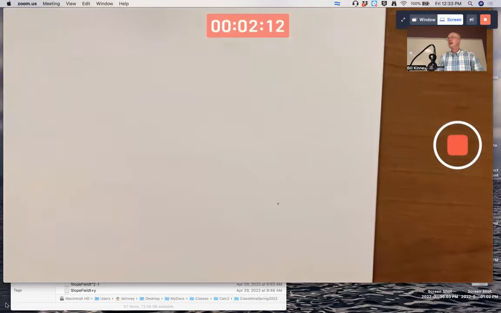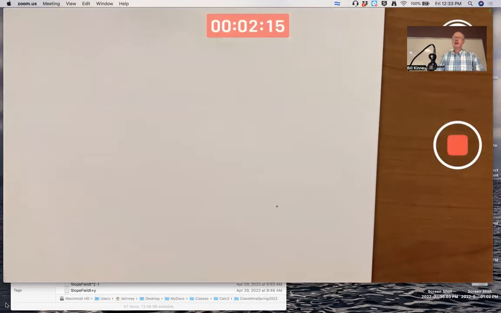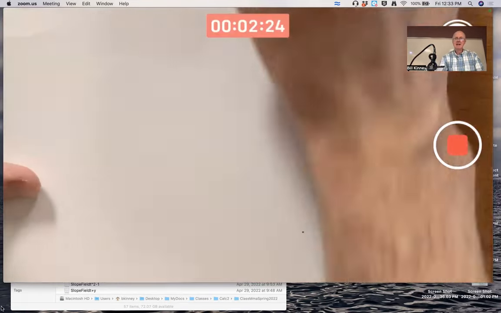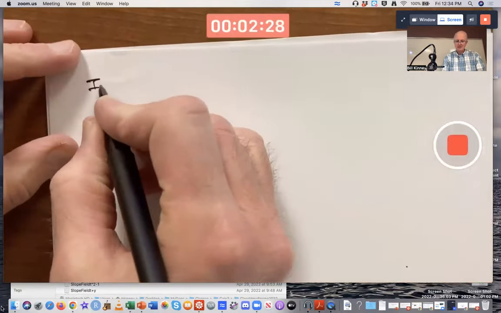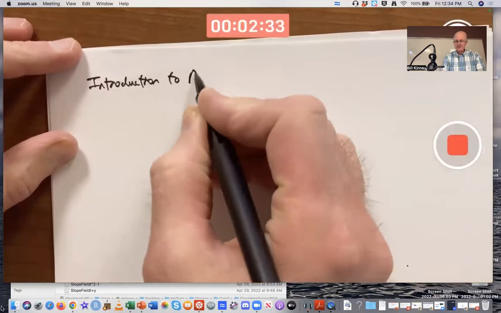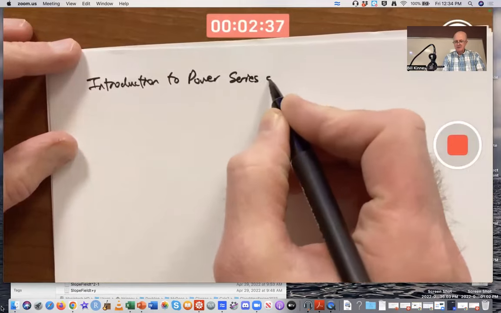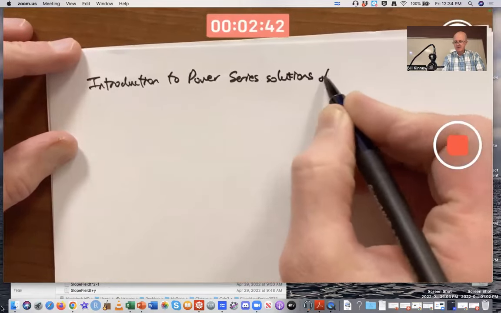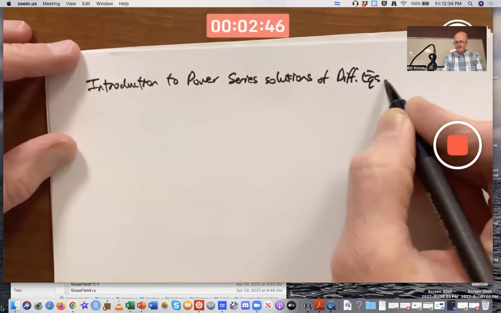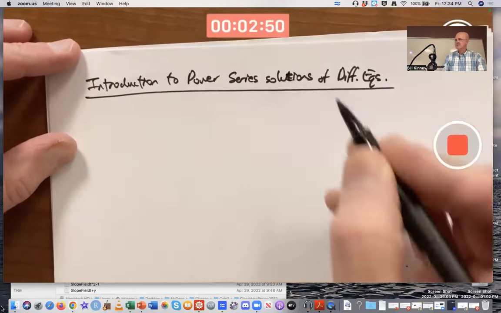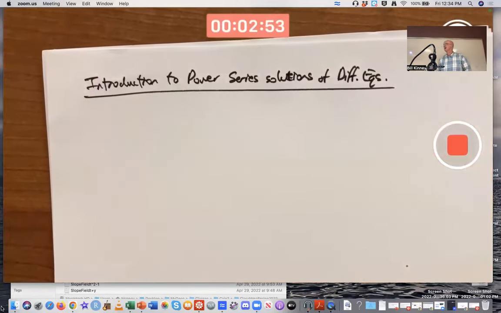As we did on Wednesday, let's start the day today by talking more about power series, in this case applying them to differential equations. So the first part of class today is going to be an introduction to power series solutions of differential equations, diffie-qs for short. And we'll restrict our attention to a couple easy examples, okay?